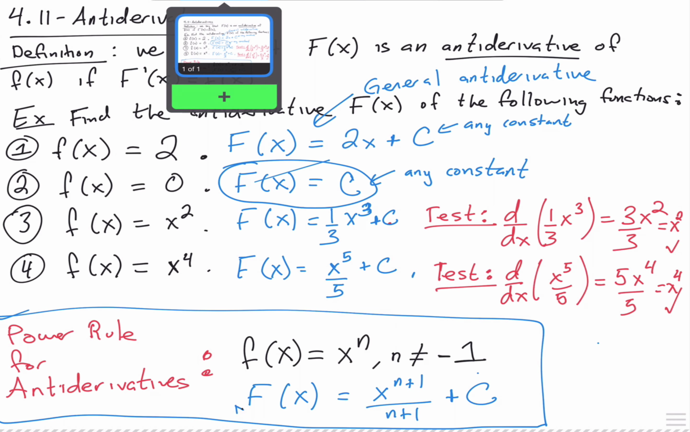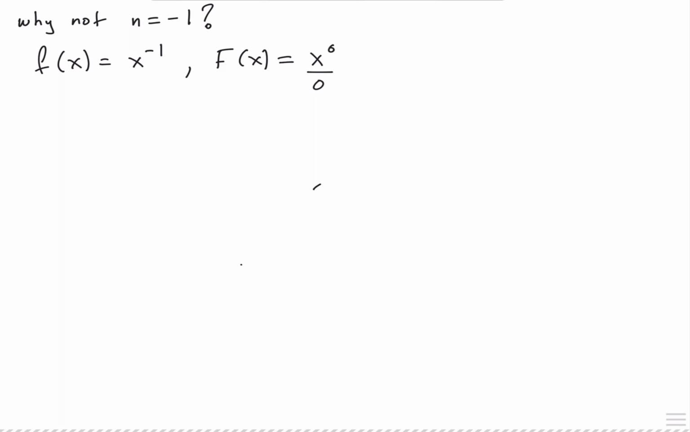Okay, let's open up a new sheet. Why can n not equal minus 1? If my function is x to the minus 1, and I say the antiderivative is add 1 and divide by it, add 1, you get 0. Well, that's not quite right. So this is undefined, right? But what is this equal to? This is 1 over x, right?